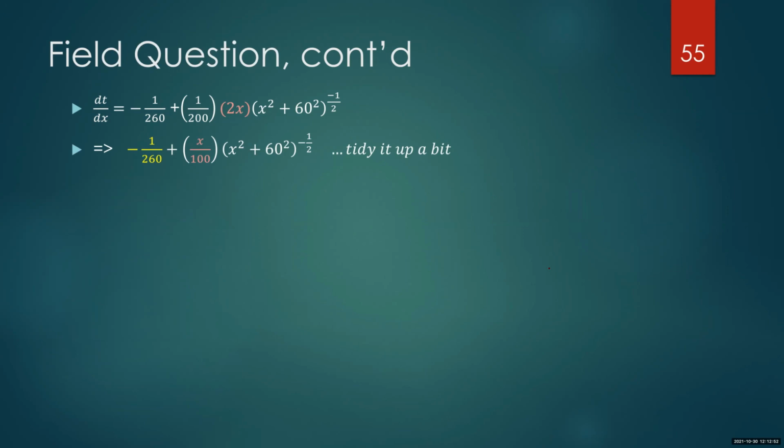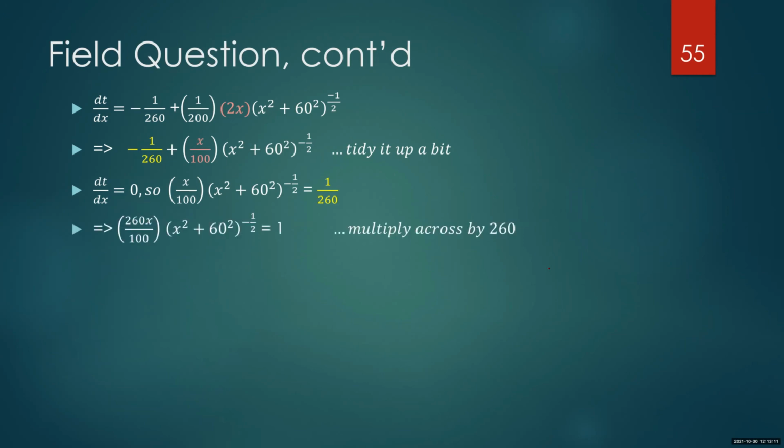Multiply the 1 over 200 by the 2x, and you get x over 100. And so dt/dx is equal to 0. So we take the -1/260 and we put that over on the other side. You just add 1 over 260 to each side of the equation. So dt/dx is equal to 0, and so we get this. And so we multiply everything across by 260. So you get 260x over 100 into (x squared plus 60 squared) to the power of -1/2 is equal to 1.